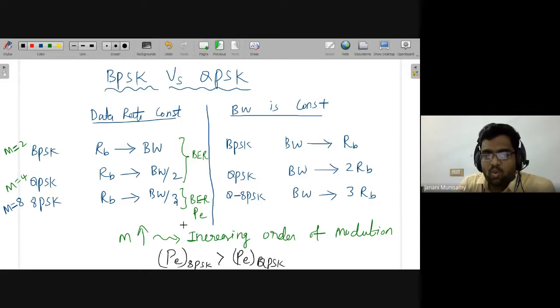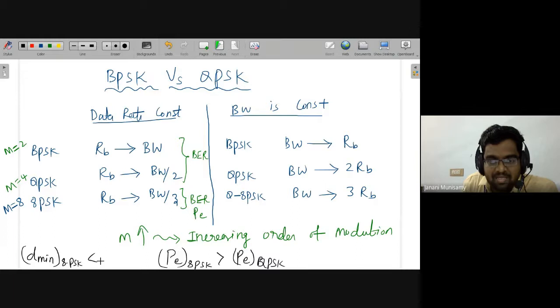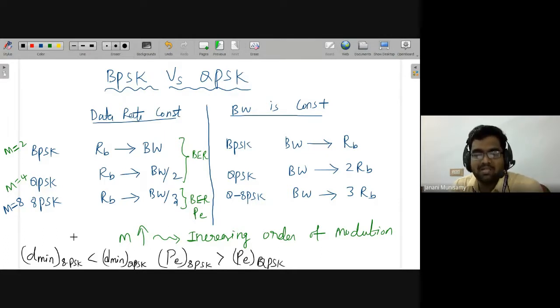That is the other problem. So why is it happening? Because once you go for 8 PSK, the d minimum, the distance between the symbols in case of 8 PSK, will be less than the distance between the symbols in case of QPSK. So once the distance between the symbols decreases, definitely the probability of error will increase.